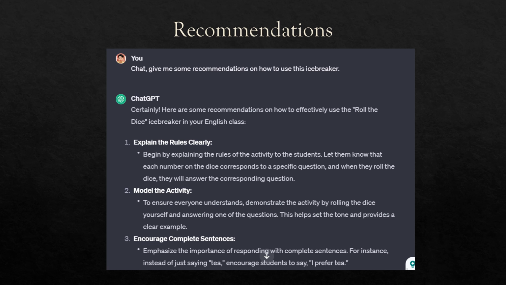Okay, so ChatGPT said, one, explain the rules clearly. Okay, so you are going to roll the dice. If you have number 6, you are going to answer number 6. What is your favorite animal? And my favorite animal is dog, is cat, is, I don't know, rabbit.